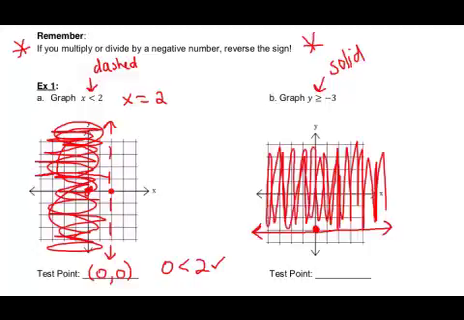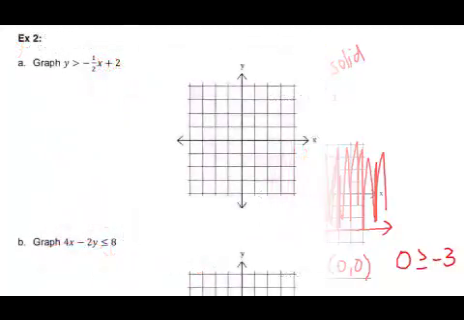Again, we can choose a test point. Again, I like to choose 0, 0 just because it's the easiest point to plug in. If we plug in 0 to this equation, we have 0 is greater than or equal to negative 3. We know that is true. So again, 0, 0 should be in the shaded solution.